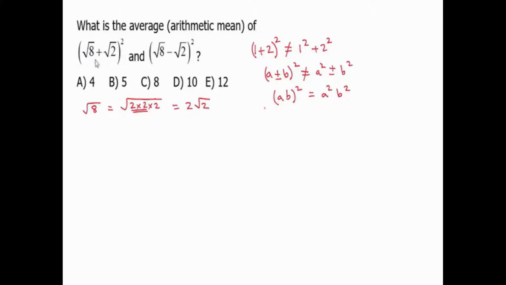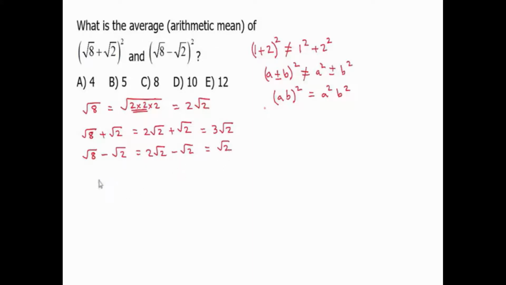So this quantity out here, square root of 8 plus square root of 2, let's write this down: square root of 8 plus square root of 2 is equal to 2 square root of 2 plus square root of 2. And 2 times something plus that something is equal to 3 times that something. So this is 3 square root of 2. Similarly, square root of 8 minus square root of 2 is equal to 2 square root of 2 minus square root of 2, that is just square root of 2.